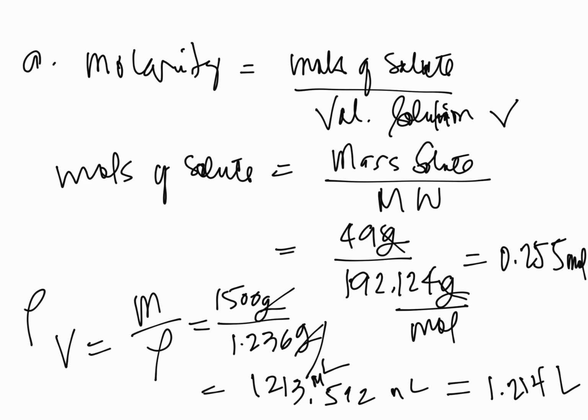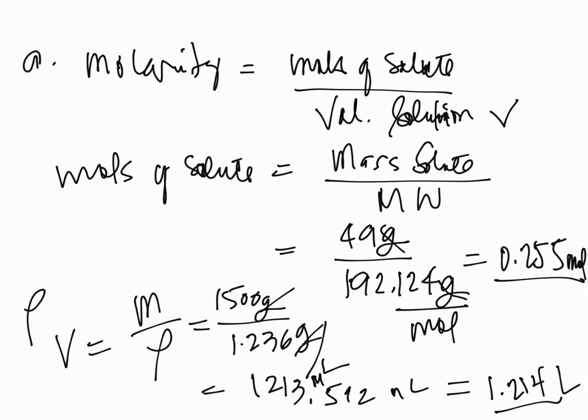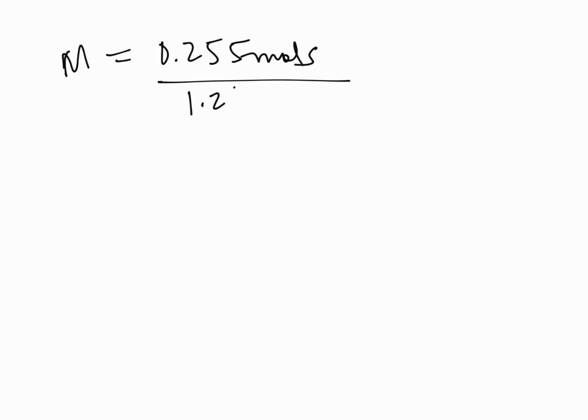So for the molarity, you're just going to have the moles divided by the volume. On another page, capital M is 0.255 moles divided by 1.214 liters. Okay, so that will be 0.210 moles per liter.